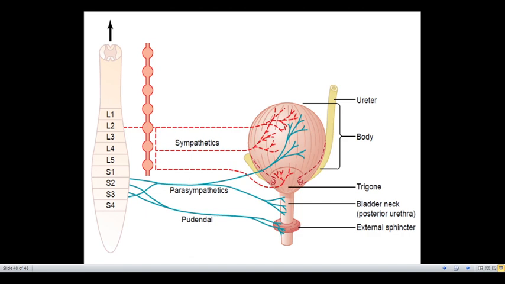With this, I end today's lecture. I'll continue with the micturition reflex in the next lecture.